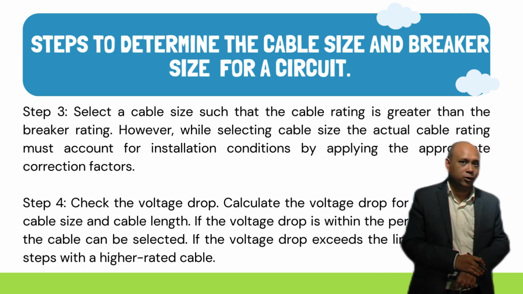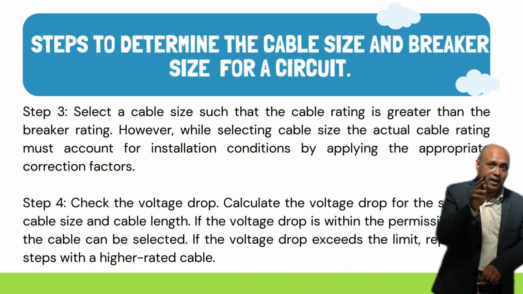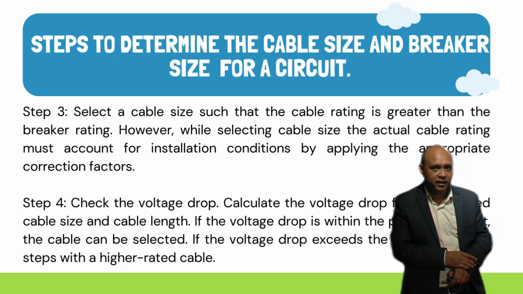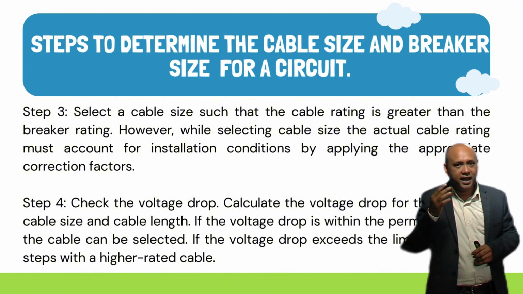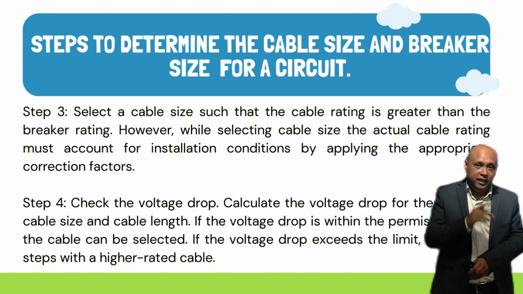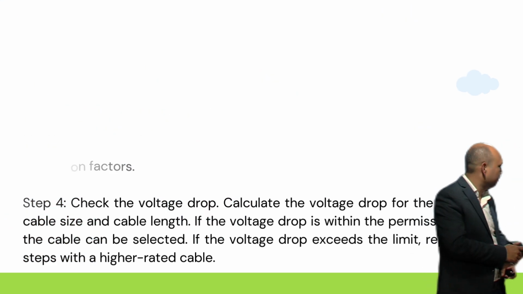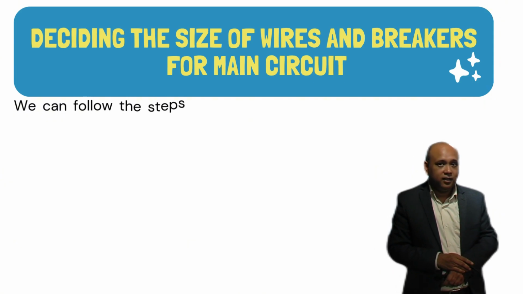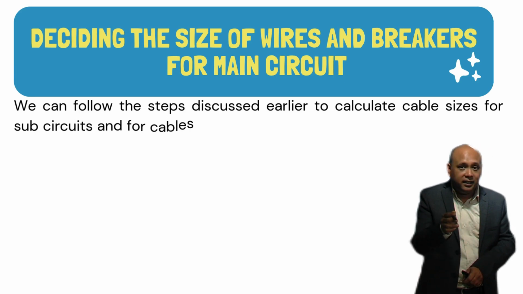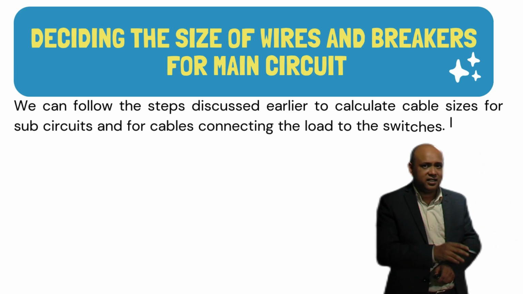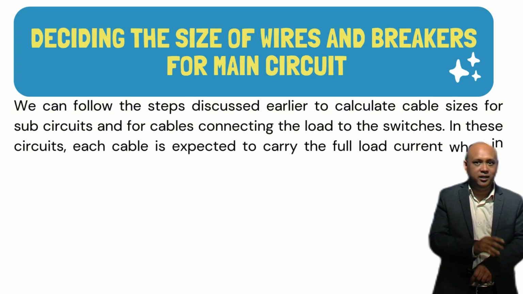After that, step number 4, we have to check the voltage drop. Now calculate the voltage drop for the selected cable size and the cable length. If the voltage drop is within permissible limit, then we can use that particular cable. If not, we have to repeat the entire process using a higher rated cable. We can follow these steps discussed earlier to calculate cable sizes for sub-circuits and for cables connecting the load to the switches. In these circuits, each cable is expected to carry the full load current when in use.